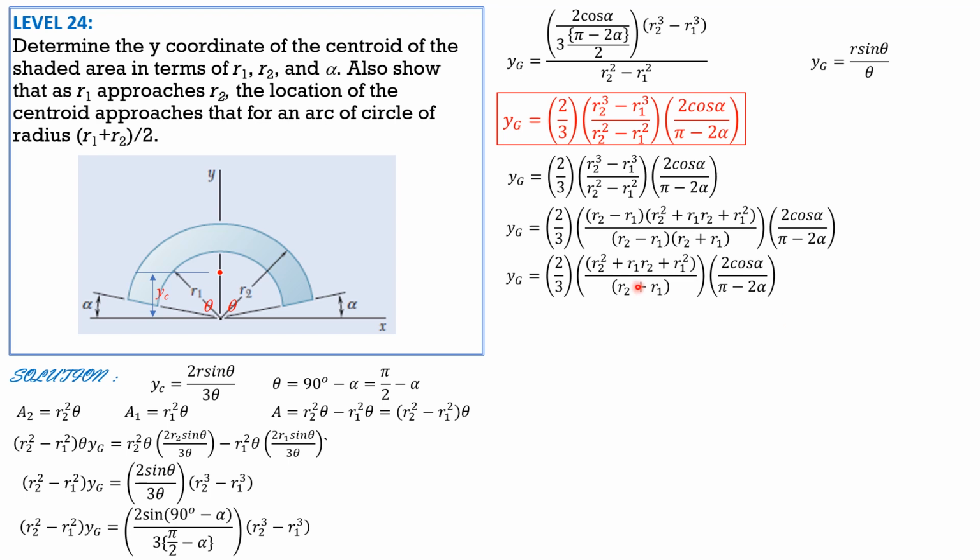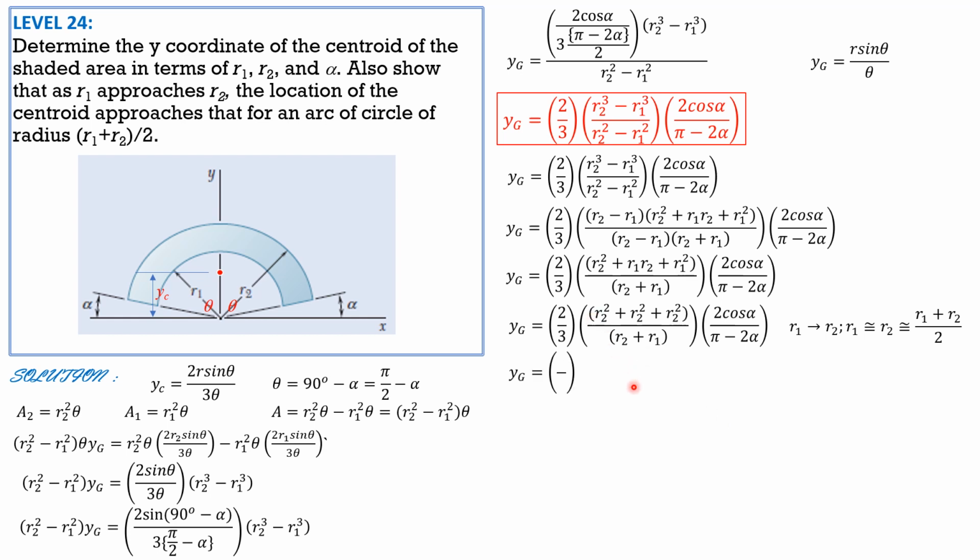Because R1 approaches R2, we imagine that R1 is approximately equal to R2. So the numerator becomes 2/3 of R2 squared plus R2 squared plus R2 squared, because we just set R1 equal to R2. Then for R2 plus R1, we just leave this as it is. Then 2 cosine alpha over pi minus 2 alpha. So this is the result, because as R1 approaches R2, R1 is approximately equal to R2, and R2 is approximately the average of R1 plus R2 over 2.